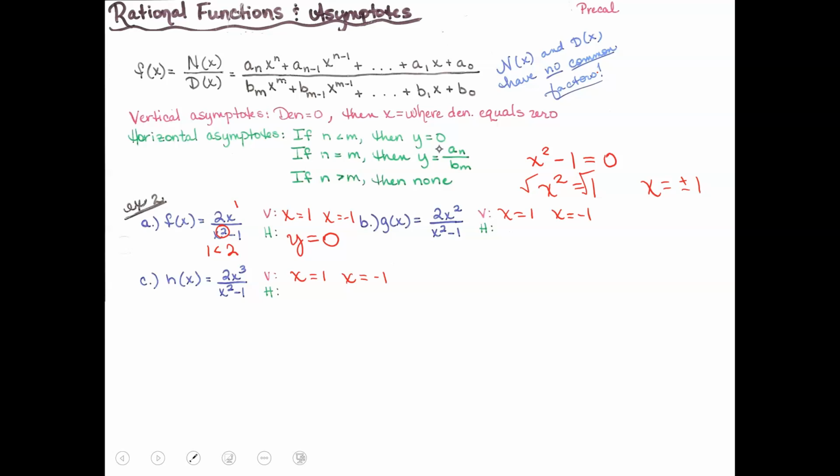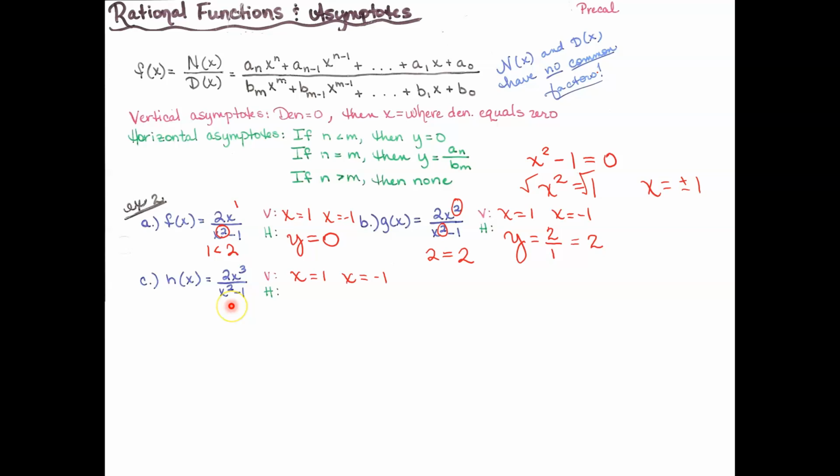If you look at the next one, the degree of the numerator is 2 and the degree of the denominator is 2. So when the degree of the numerator and denominator are equal, your horizontal asymptote will be the leading coefficient of the numerator over the leading coefficient of the denominator. So right here, the leading coefficient of the numerator is 2, and out in front, the leading coefficient of the denominator is going to be an understood 1. So that would give us 2 over 1, or y equals 2 for our horizontal asymptote.